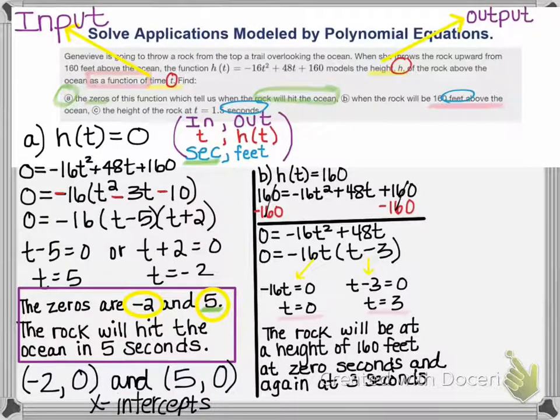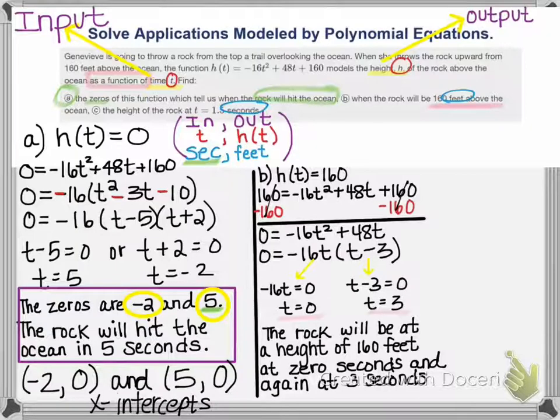So if you can kind of imagine what's happening here, 0 seconds, that's when Genevieve was just about to throw the rock. She hasn't thrown it yet. So remember in the problem how it told us she was standing 160 feet above the ocean? She hasn't thrown it yet. So the rock started its journey at a height of 160 feet above the ocean.